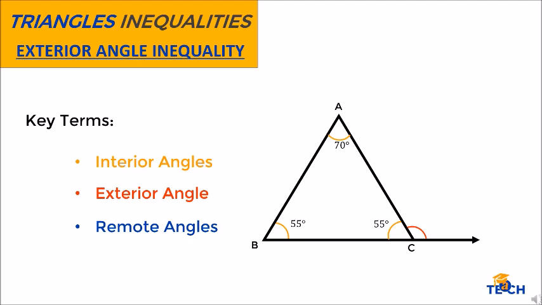So interior angles are angles inside a polygon that add up to 180 degrees. For the exterior angle, we have here the red angle, which is angle D. Just like the line BC, if we extend any of the sides of a triangle, it will form an outside or exterior angle. And you can see the blue colored angles, these are called the remote angles. Let us proceed to the next slide where we can define these angles.